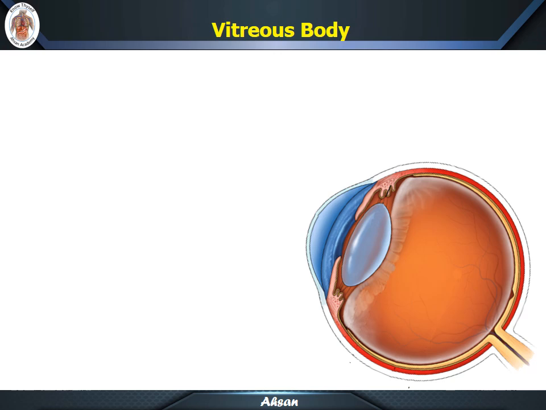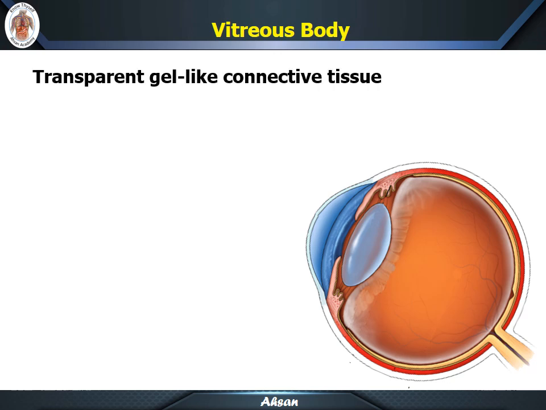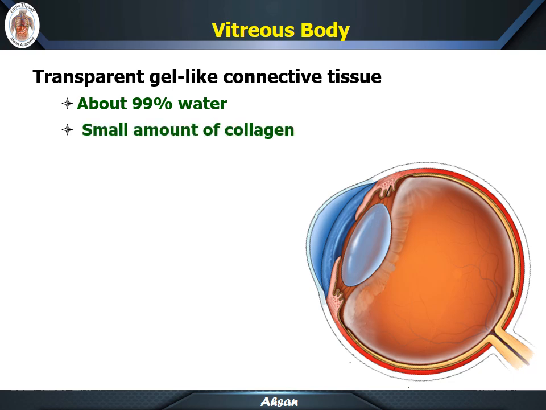The most posterior part is the vitreous chamber, and a transparent gel-like connective tissue present inside is known as vitreous body. This is composed mostly of water, about 99% is water, and a small amount of very fine collagen fibers are there, a few macrophages, and one type of cells, that is hyalocytes, which are embryonic cells present inside it. This is a transport area and works as the refractive media.